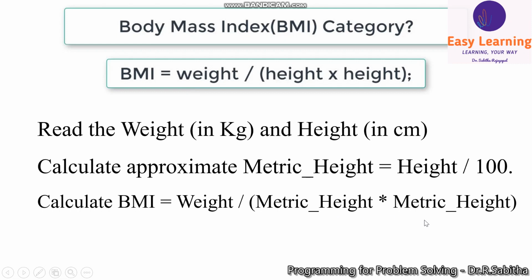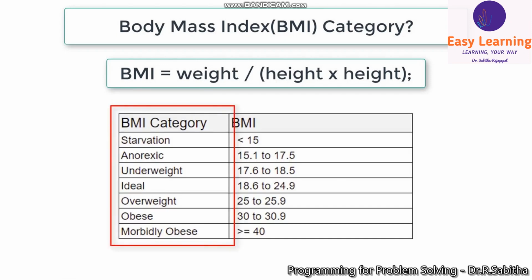You can either use this or you can use your power function, which is available in the math.h library. After calculating the BMI, you have to find which category the person belongs to. So this is the chart of BMI. If the BMI value is less than 50, the person belongs to the starvation category. If the value is between 15.1 and 17.5, it is anorexic category, and so on.